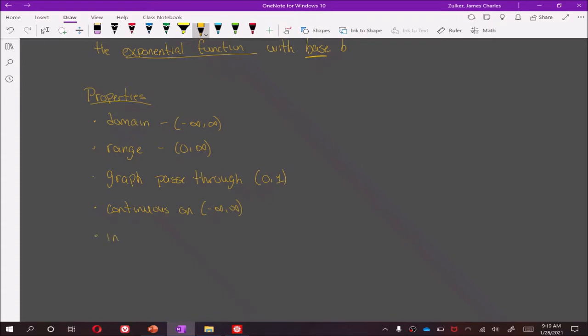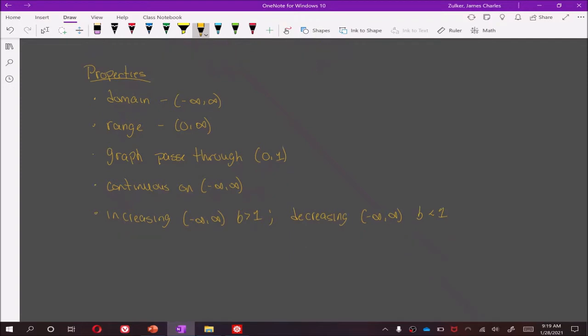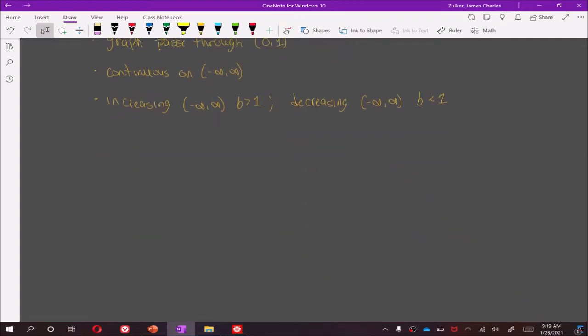And as you noticed, it was increasing on negative infinity to infinity for b greater than 1 and decreasing on negative infinity to infinity if b was less than 1. Also, we look at laws of exponents.